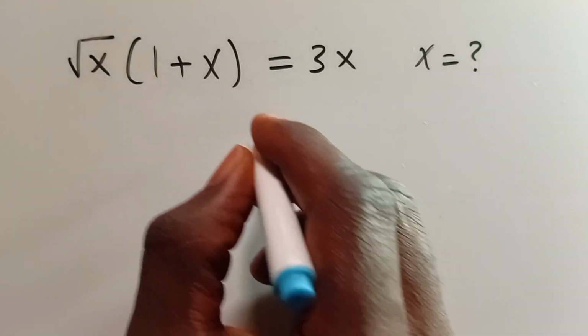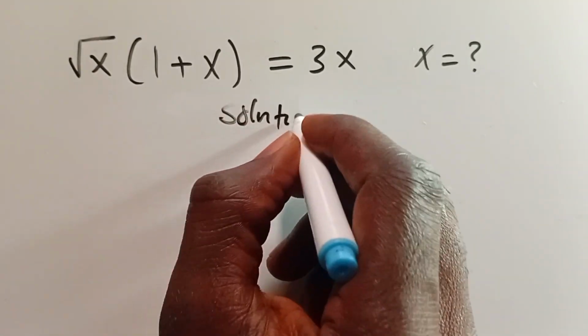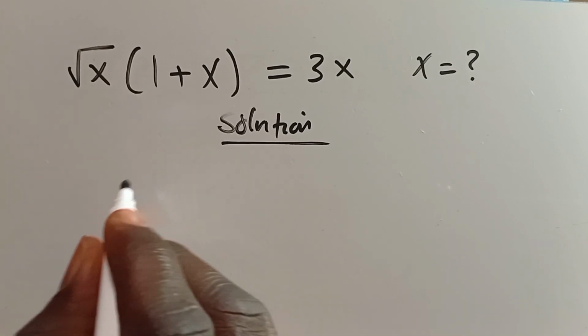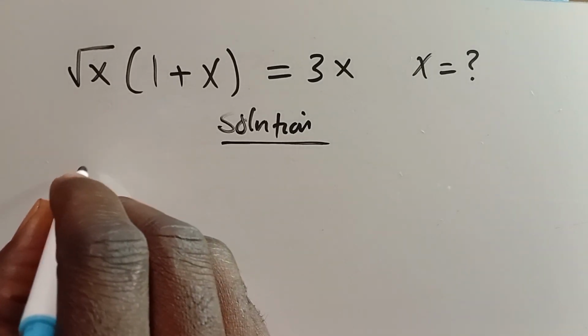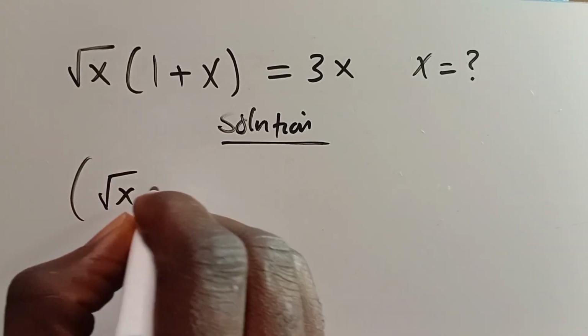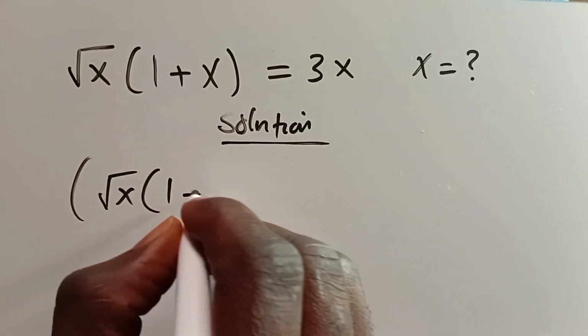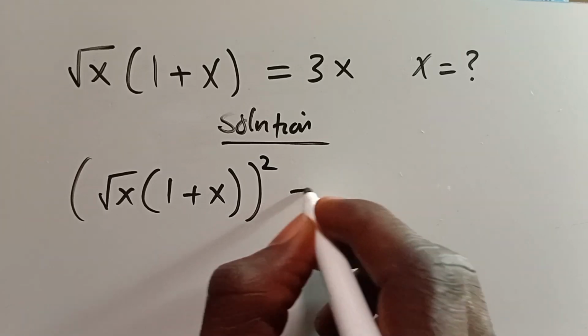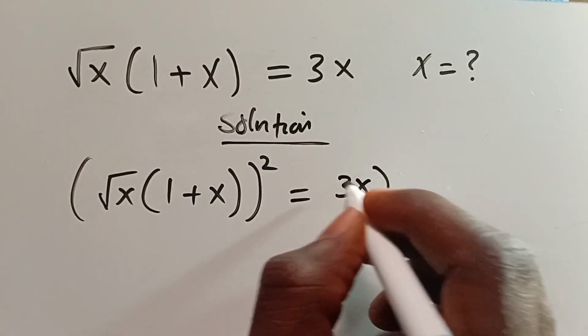Equals 3x, then let's have it to be the solution. So from here, let's take the square of both sides to be root x multiplied by open parenthesis 1 plus x. Then we close it. We take the square of both sides, and this equals 3x.